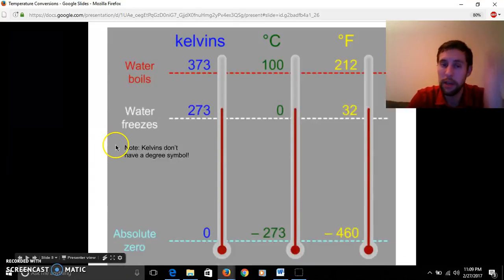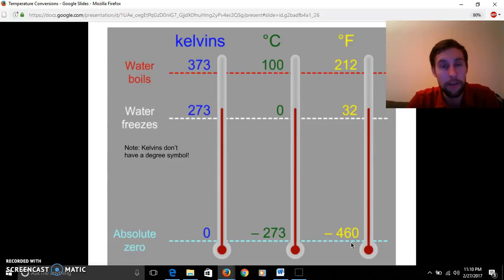Okay. Now note, in all those things, when we talk about Kelvin or Kelvins, there's no degree sign. There's degrees Fahrenheit, degrees Celsius. It's just Kelvin or Kelvins. So water boils at these amounts, freezes at these amounts, and absolute zero, that point of no motion whatsoever, no atomic motion, would be at these different numbers. It's very important that we have no negative numbers in Kelvin when we get to the gas laws and do some math with it.